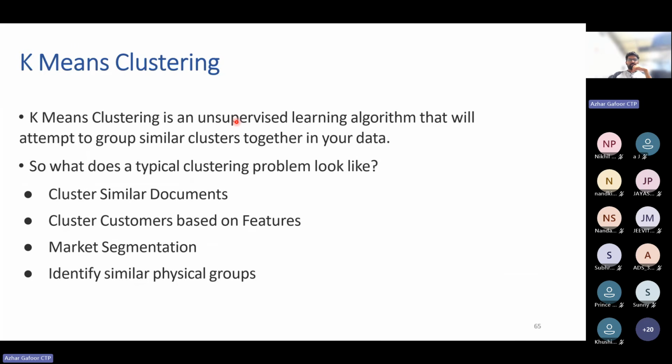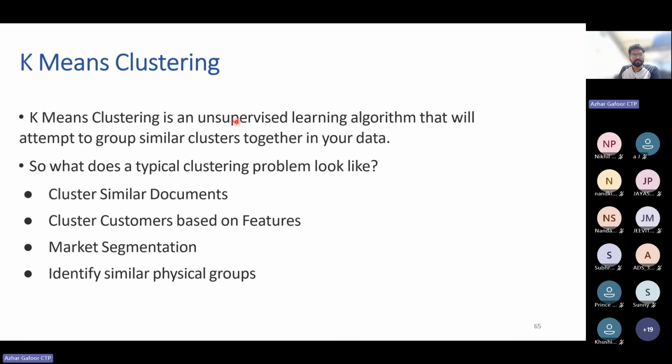So that was KNN. Now we have K means clustering. K means clustering is an unsupervised learning algorithm that will attempt to group similar clusters together in our data. We don't specify which data is which. Like in the other case, we had red belonging to horse or blue belonging to dogs. Such labeling is not provided in this case.